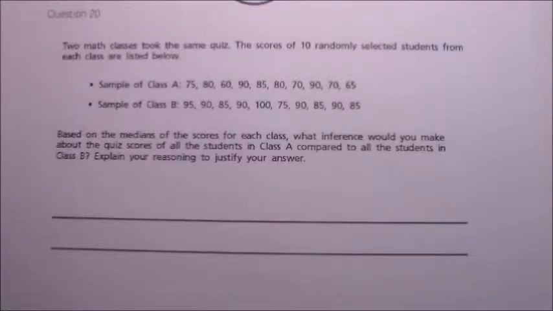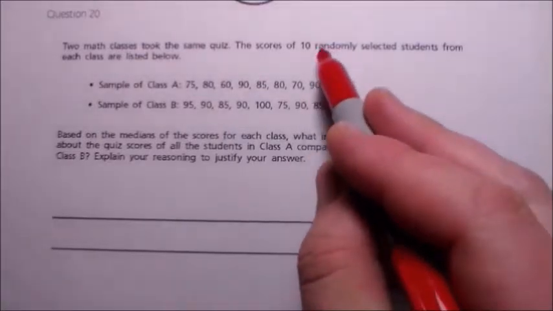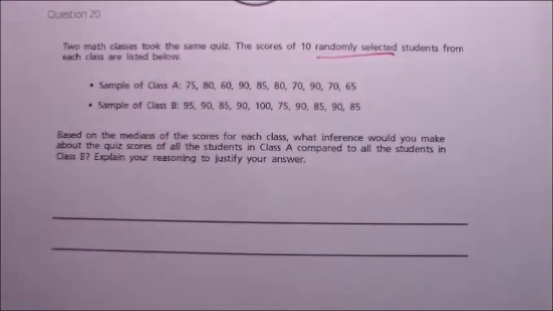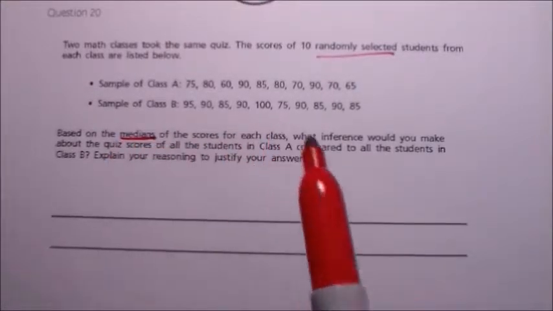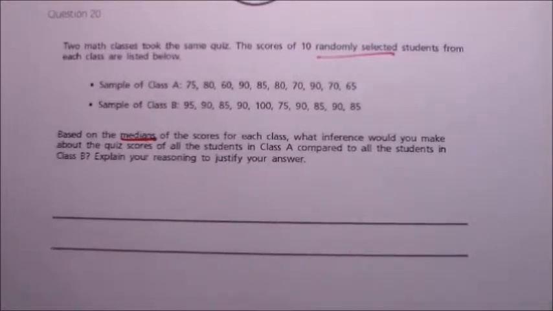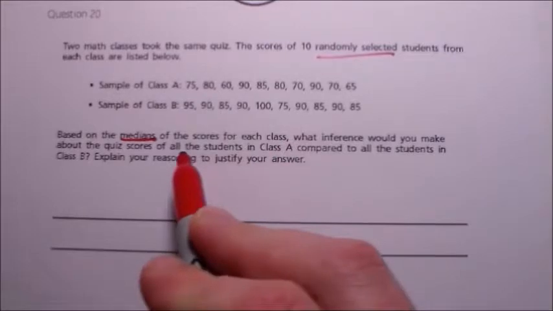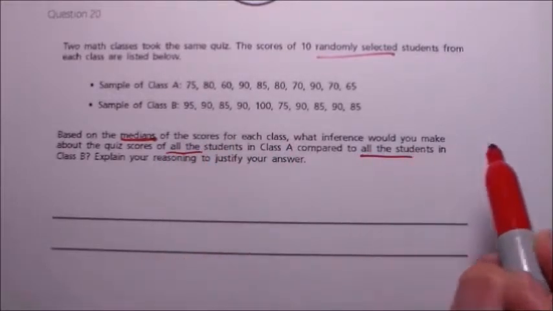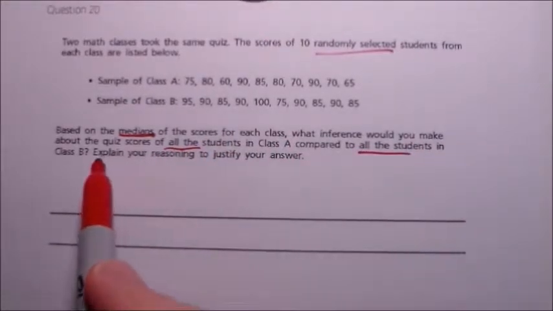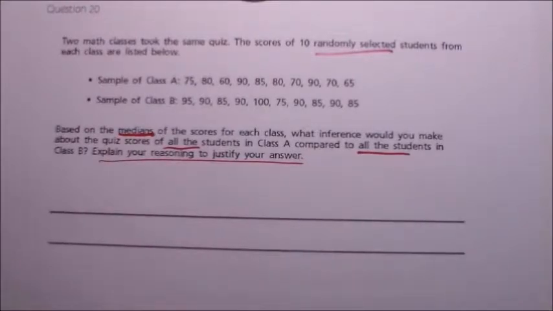On to question 20. Two math classes took the same quiz. The scores of 10 randomly selected students from each class are listed below. We have a bunch of scores. Based on the medians of the scores for each class, what inference could you make about the quiz scores of all students in Class A compared to all the students in Class B? So all the students in Class A and all the students in Class B. And then you have to explain your reasoning to justify your answer.